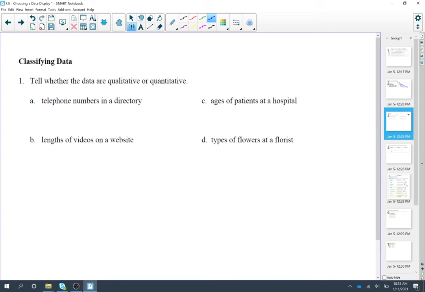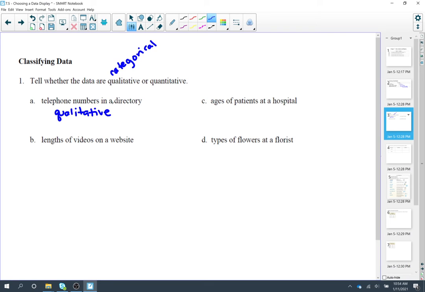Example 1, classifying data. Tell whether the data are qualitative or quantitative. Now, keep in mind that qualitative is your categorical, versus your quantitative are your numbers. So, letter A, if we're looking at telephone numbers in a directory. Okay, now a telephone number, I realize it's a number, but are you really going to find the mean, median, mode, and range of a telephone number? And the answer there is no. So this is qualitative.